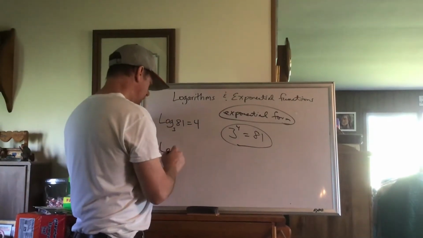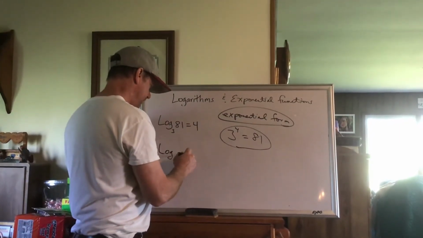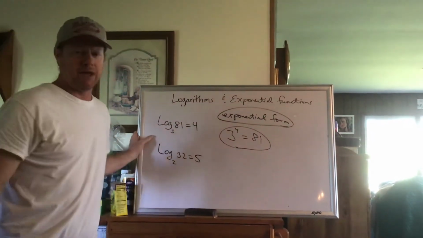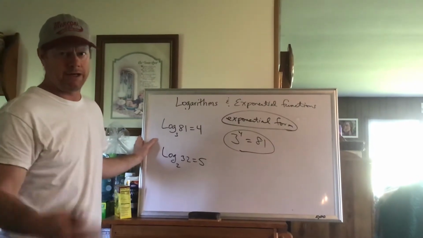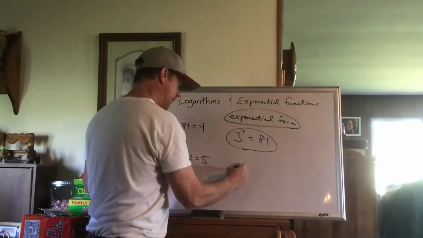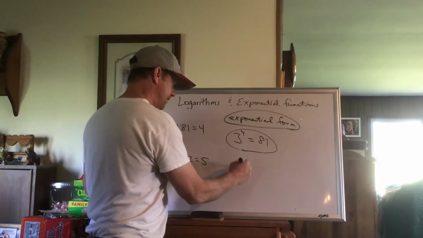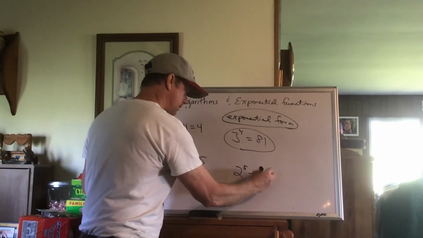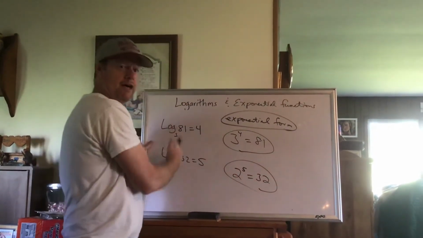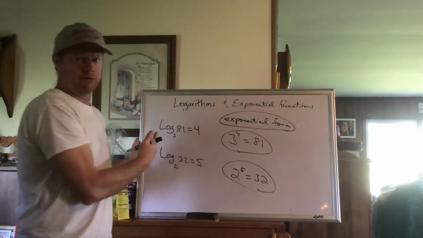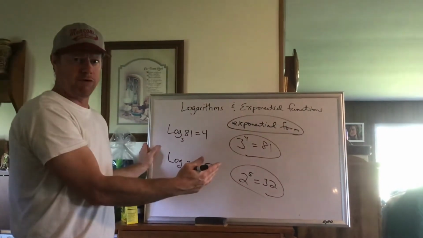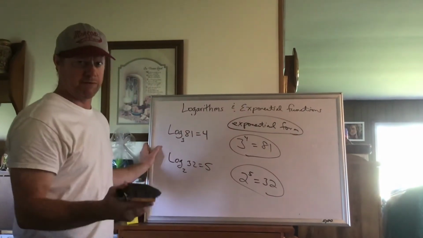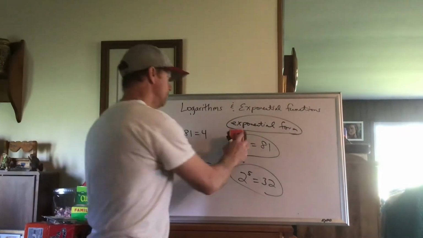If I give you log subscript 2, 32 equals 5, and I say write that logarithmic equation into exponential form, 2 is going to be your base, 5 is the exponent, logs are exponents, equals 32. So you have to know how to take equations that are written in logarithmic form and write them in exponential form and vice versa. So I'm going to give you a couple equations in exponential form. You have to know how to write them in logarithmic form.